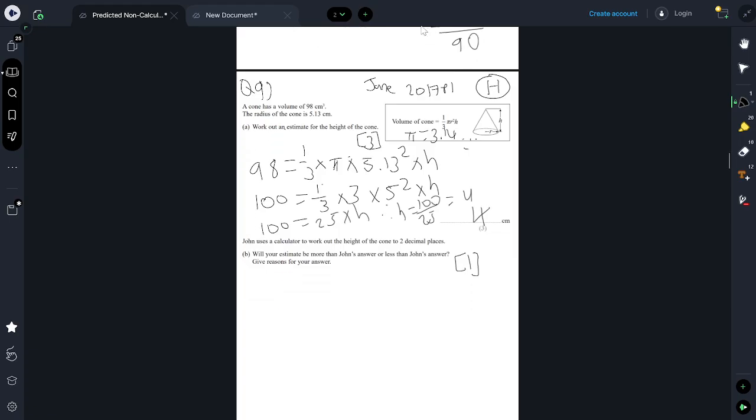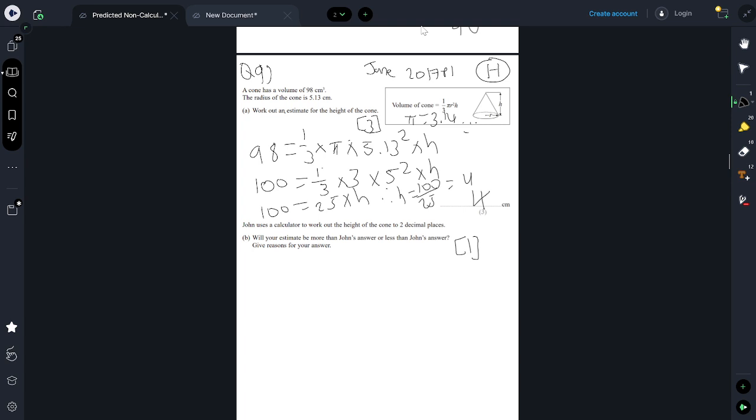Now it says John uses a calculator to work out the height of the cone to 2 decimal places. So he's doing this calculation with the exact numbers, and he rounds it to 2 decimal places. It's asking, will your estimate be more or less than John's answer? So is our estimation smaller or bigger than the true answer? And give a reason.